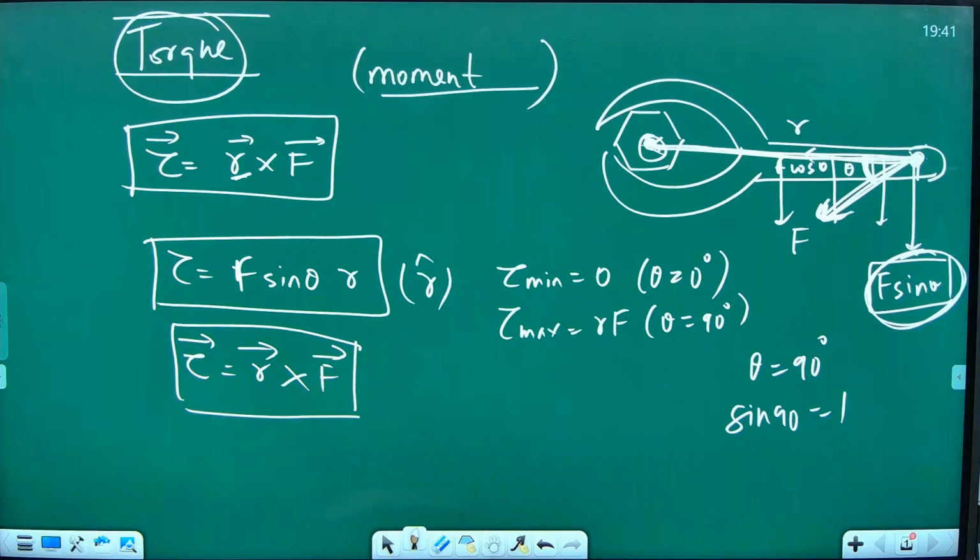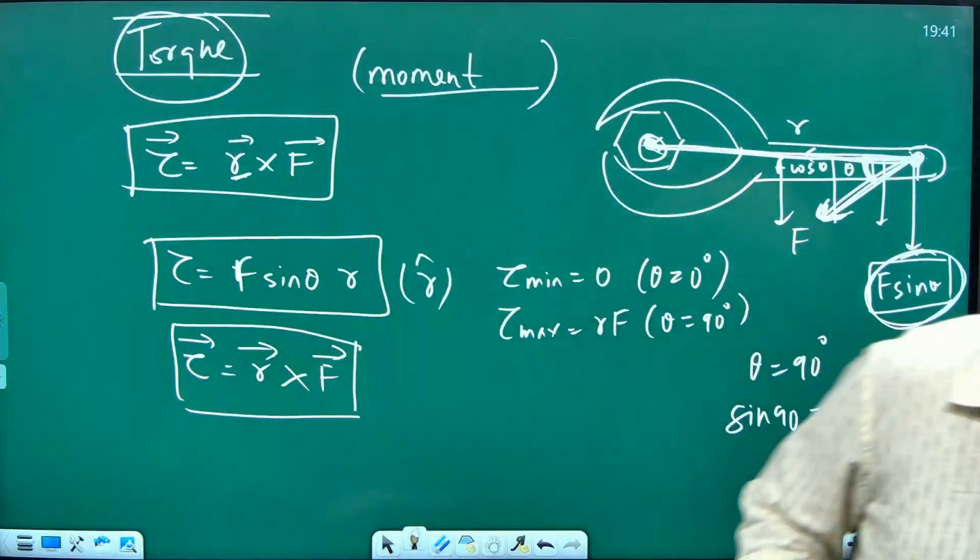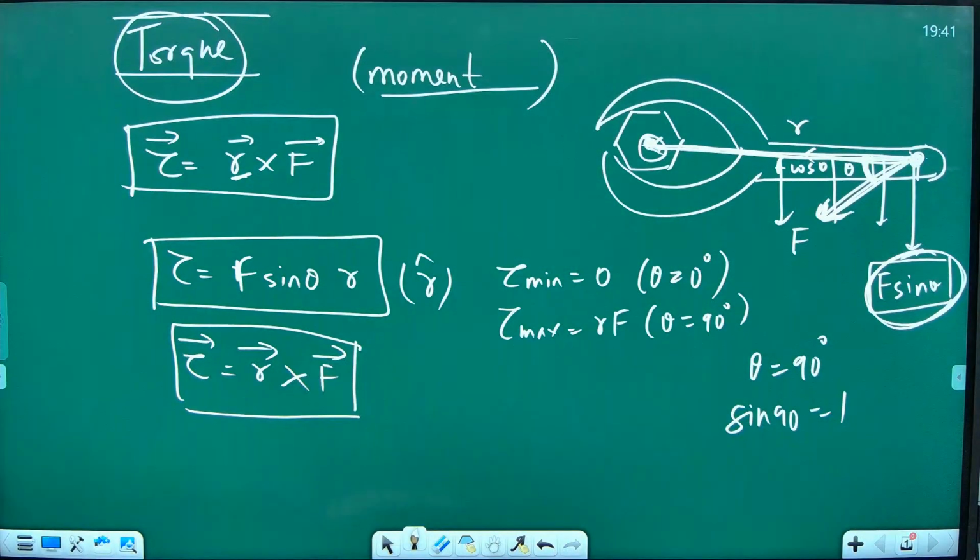Torque is acting in the direction perpendicular to the plane consisting of this and this, towards us. Okay. Now take one question to make it more clear. All of you take one question, please.